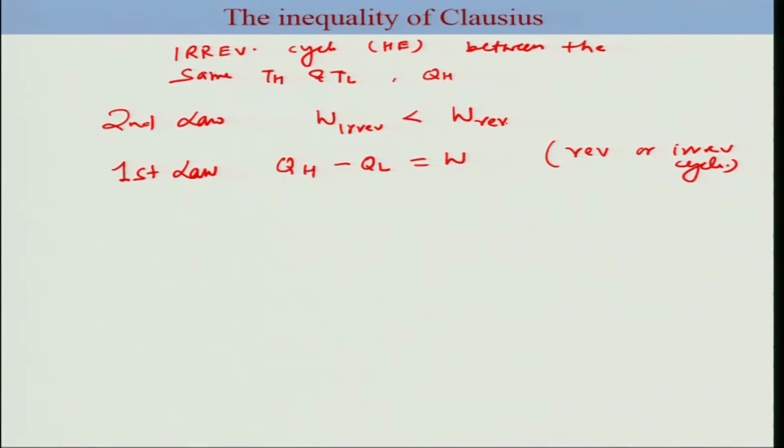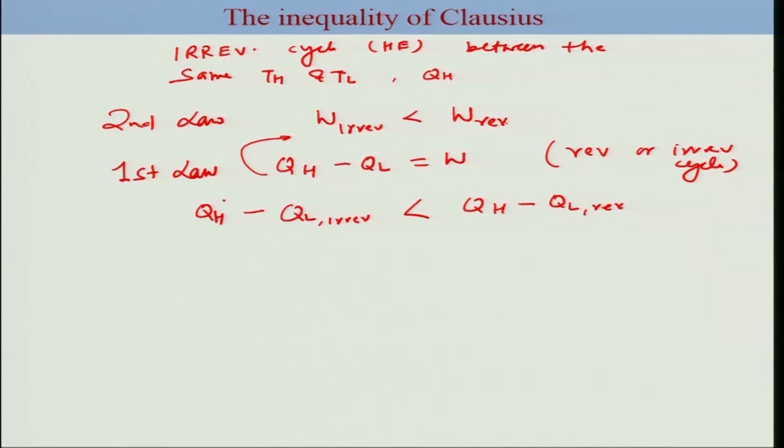Now you can substitute this expression here. So now we have an expression where QH is the same for irreversible and reversible as we considered here, and QL will change for the irreversible. This should be less than QH minus QL reversible.